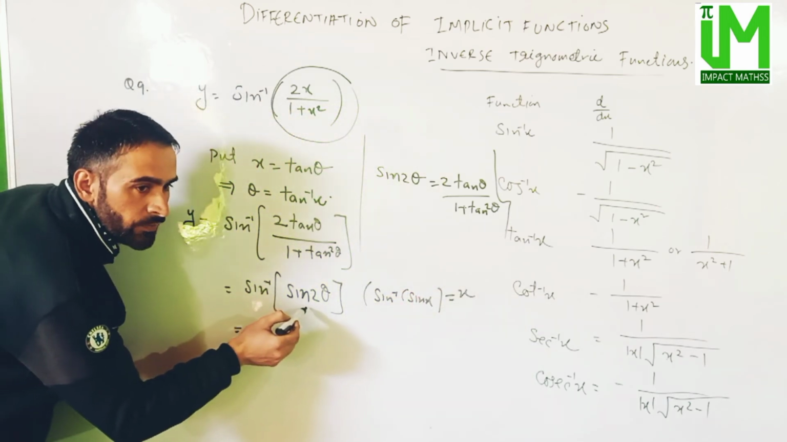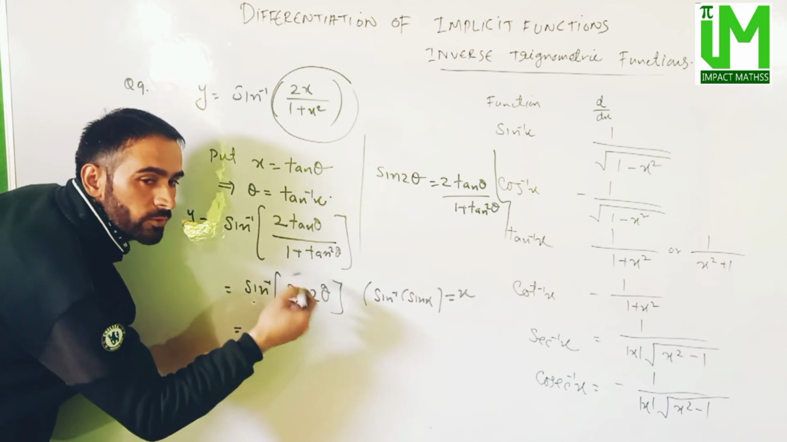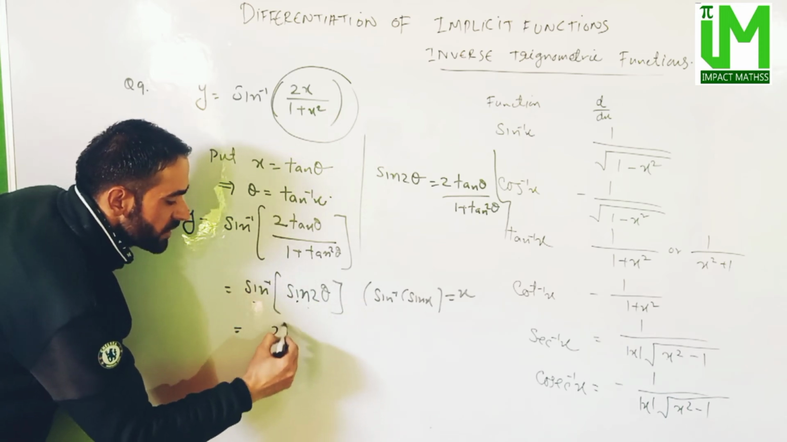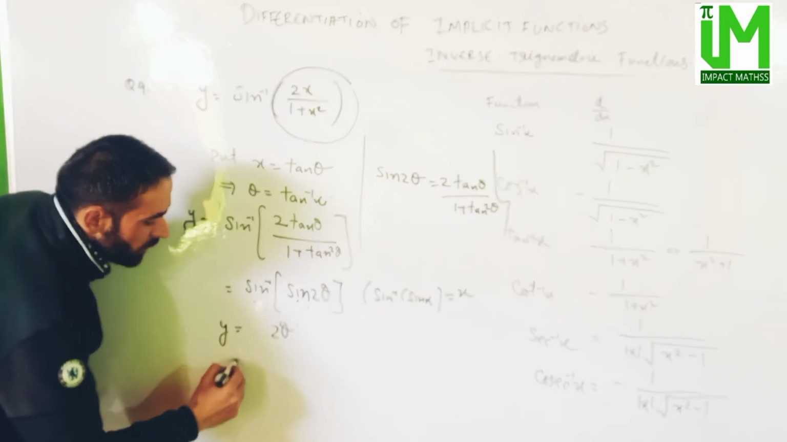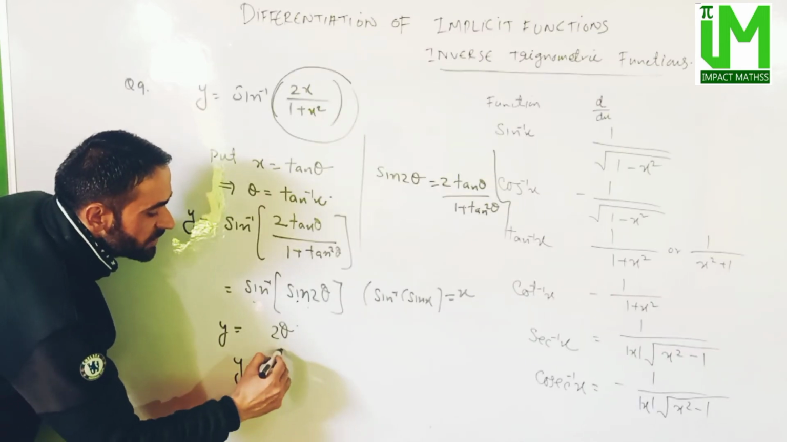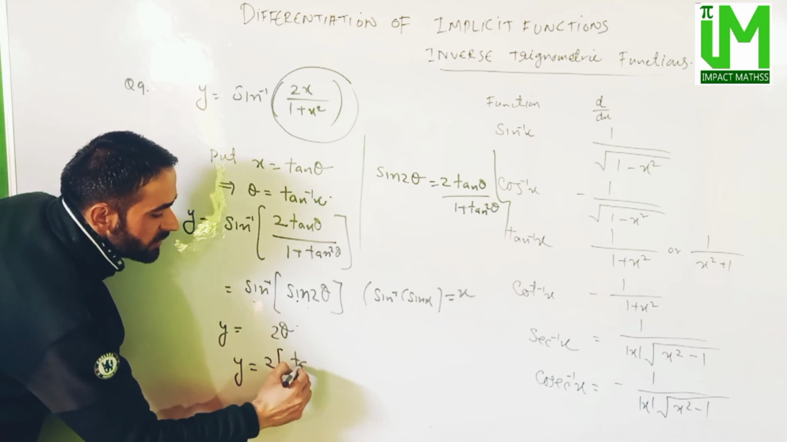Sin inverse sin of 2 theta is equal to 2 theta. So it will be only 2 theta. That means y is equal to 2 theta, so y is equal to 2 into theta, and the value of theta is tan inverse x.